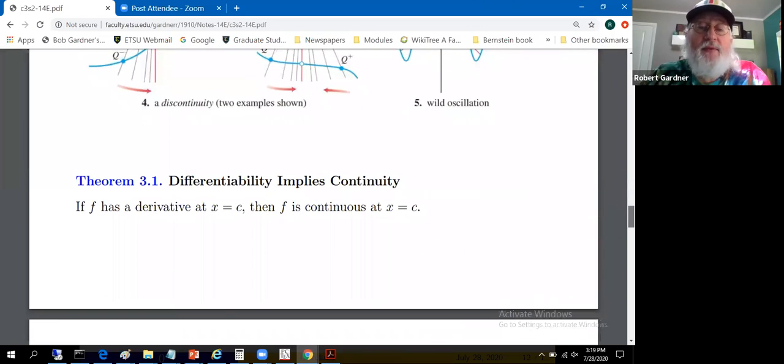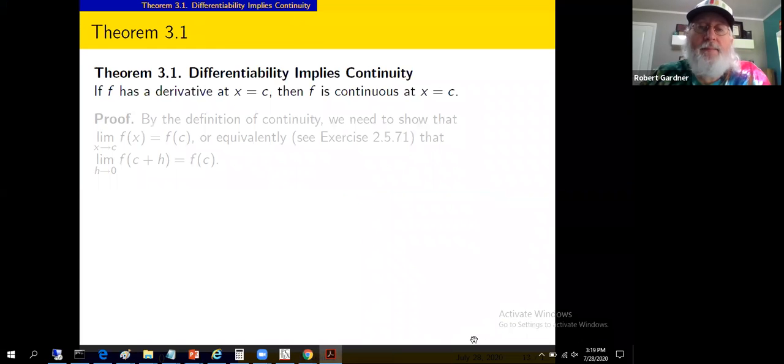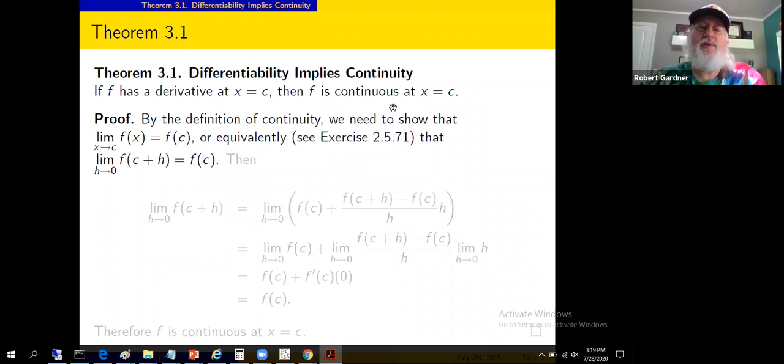So if we have differentiability, then we have continuity. Let's look at the proof of that. If f has a derivative at x equals c, then f is continuous at x equals c. By the definition of continuity, we need to show the limit as x approaches c of f of x equals f of c. We broke continuity into 3 pieces. We needed the function to exist, we needed the limit to exist, and we needed the limit to be the function value. In a synopsis, the test for continuity boils down to establishing this.